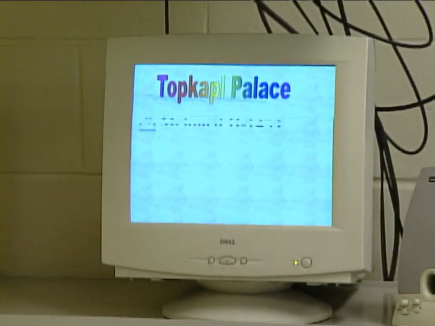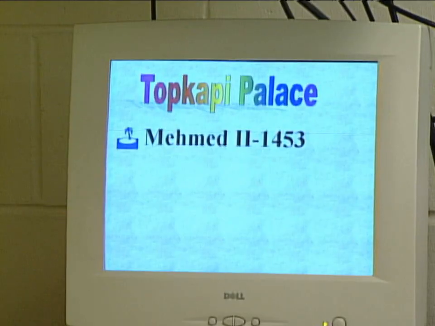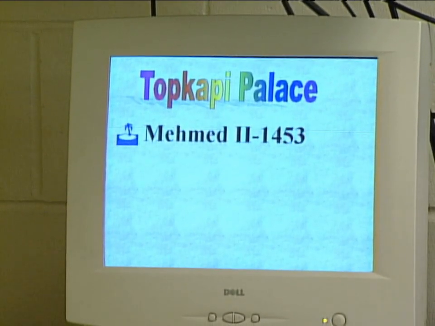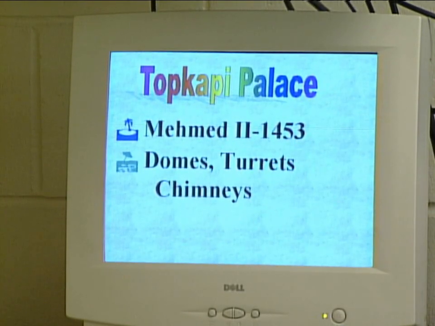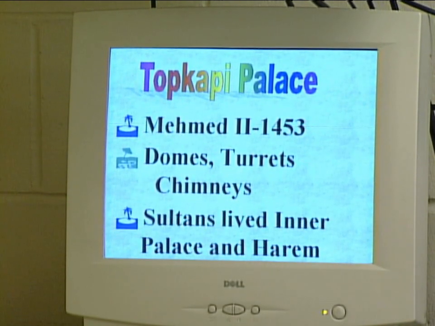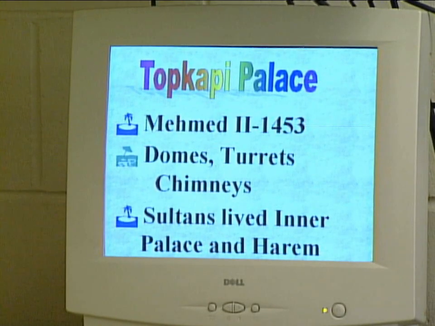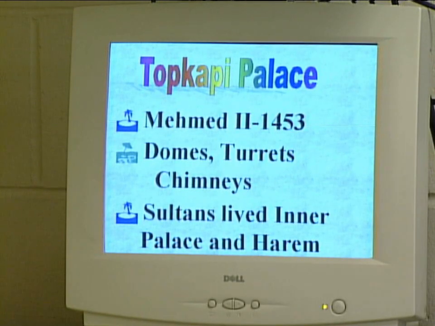Topkapi Palace. In 1453, Sultan Mehmed II took over Constantinople. He decided to build a luxurious palace for the future sultans to live in. The palace was filled with luxurious domes, turrets, and chimneys, but the most secluded areas, which were the inner palace and the harem, were reserved solely for the sultan and his family. The other buildings were for the other government officials.